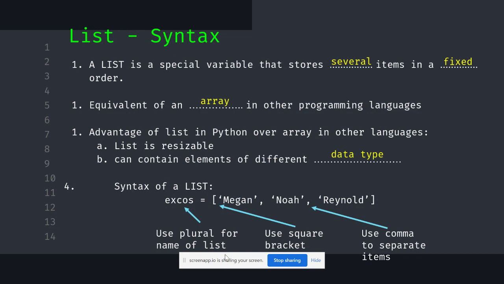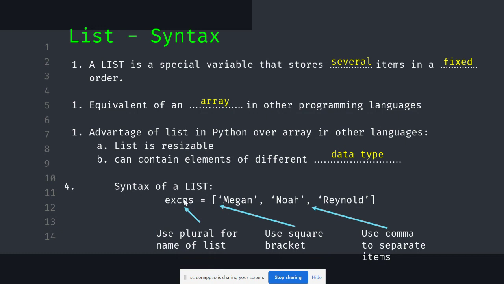So the syntax of a list is very simple. Usually for the name of a list we use the plural. For example, if you want to create a list that contains the names of the EXCO members of a CCA, you call the name of the list excos, plural. Okay, equal, and then you need to have a square bracket, and all the elements in the list are separated by comma. So that is the syntax of a list.